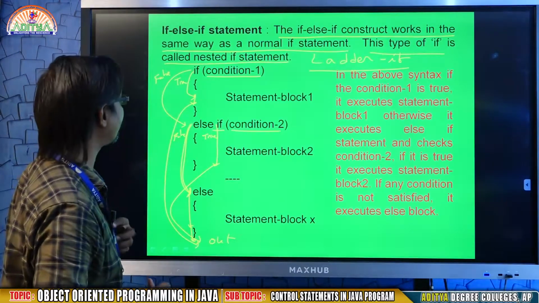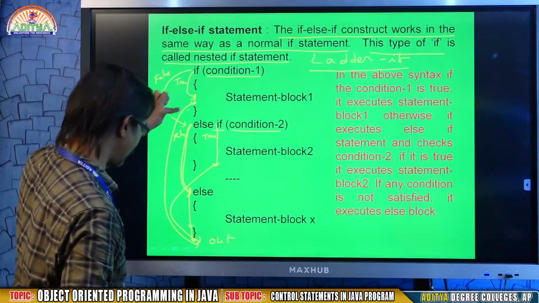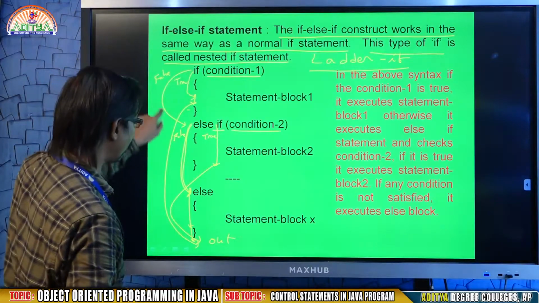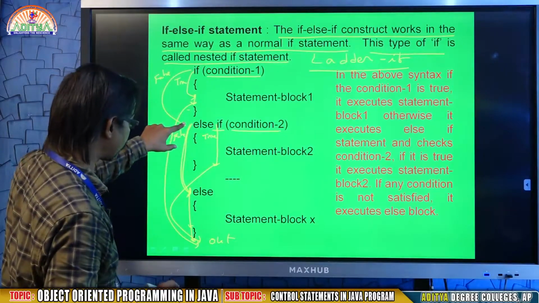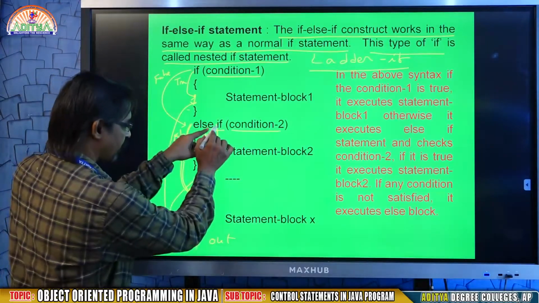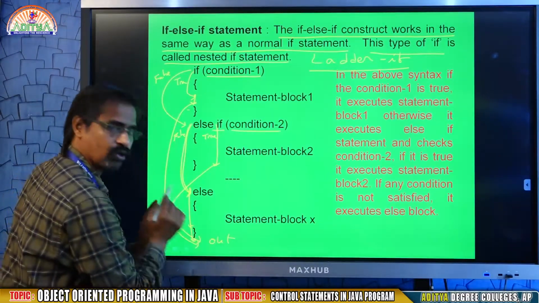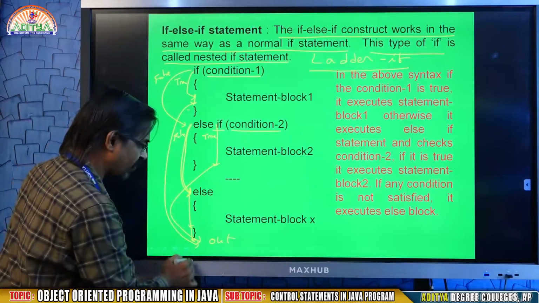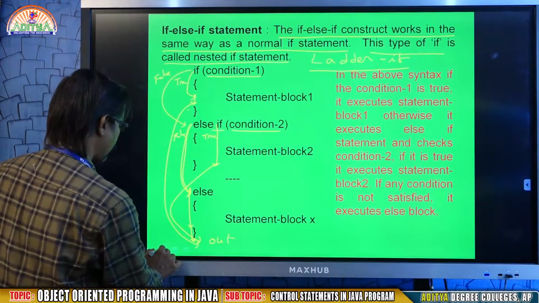In this construction you may see that if the condition 1 is true, it will execute the statement block 1 and then go out. If the condition 1 is false, it will go directly to else, where if condition 2 is checked by the system, and from that place it will execute. Assume condition 2 is true, it executes the statement block 2 and then goes out. In case condition 2 is false, it comes to else and then continues with the statement block x.